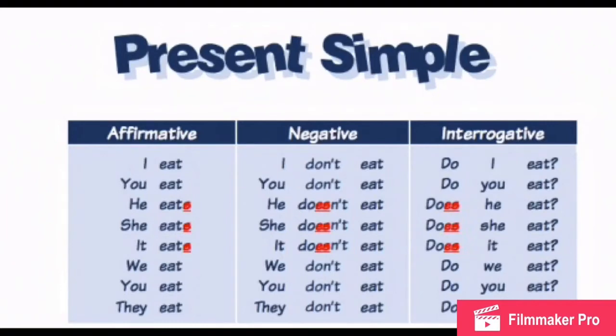In interrogative sentences, we will use do and does. For I, you, we, and they, we will use do. For he, she, and it, we will use does.